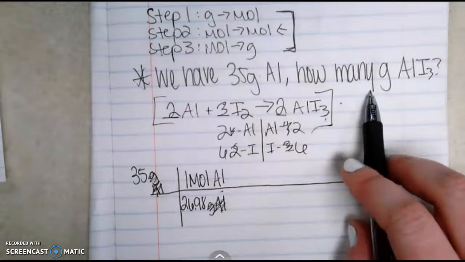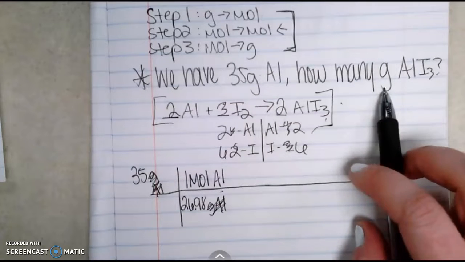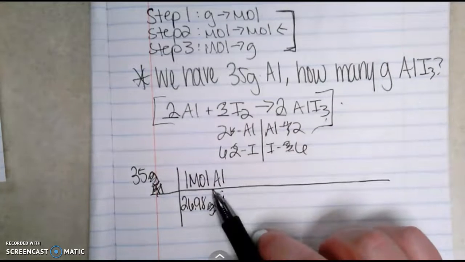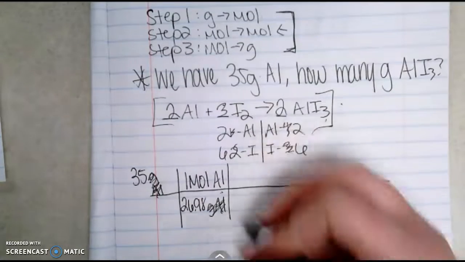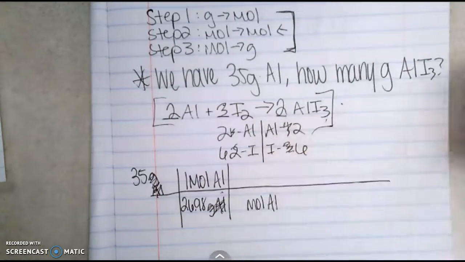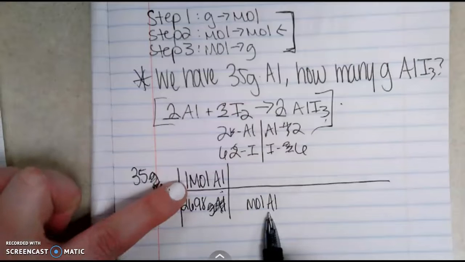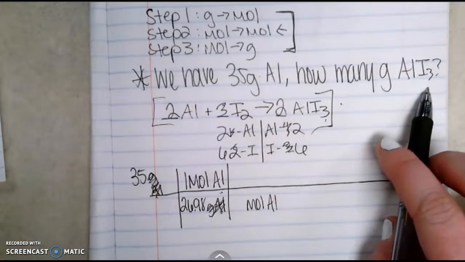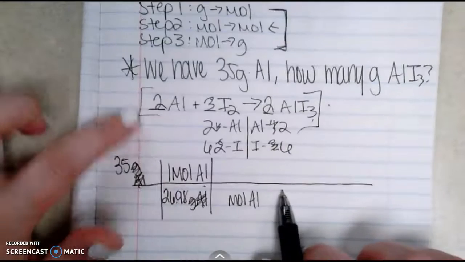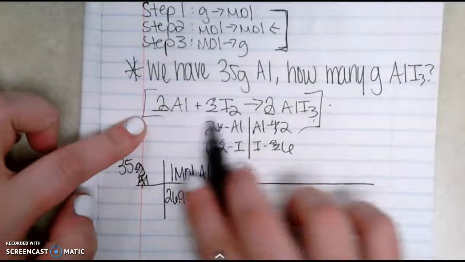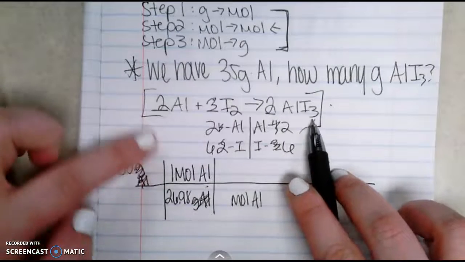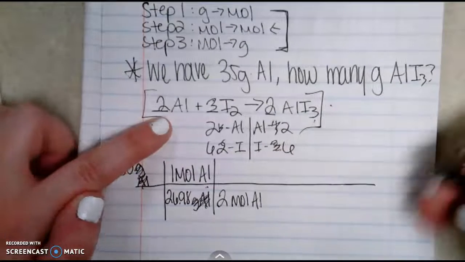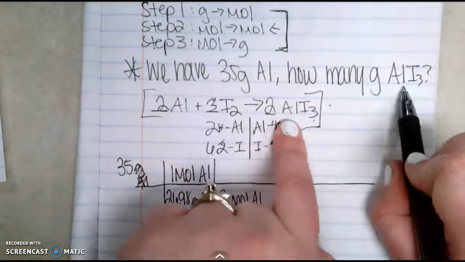Now, I'm not looking for moles of aluminum. I'm looking for grams of AlI3. So I need to get rid of moles of aluminum by putting moles of aluminum down here. Now I'm trying to get to AlI3, and since I'm in moles, I can use the conversion factor that I found. I know that for every 2 moles of Al, I have 2 moles of AlI3.